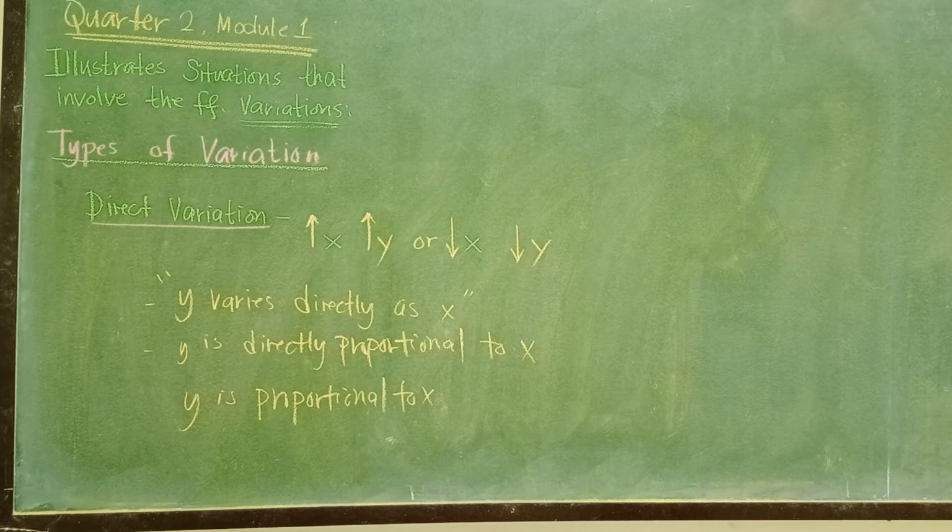So other examples that illustrate this type of variation are the following. Doon sa table sa module ninyo. The more men at work, the more work is done. So the amount of work varies directly as the number of men working. Well in this case siguro depende yun.